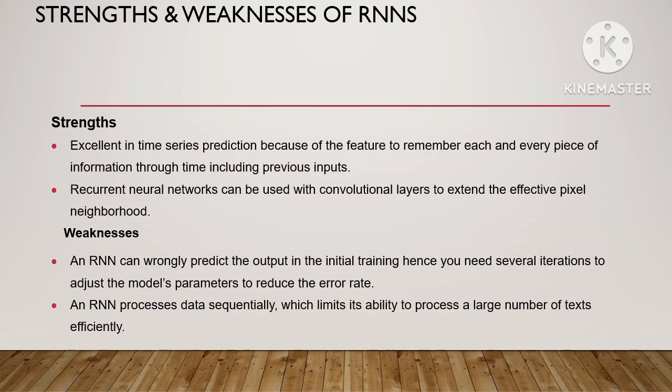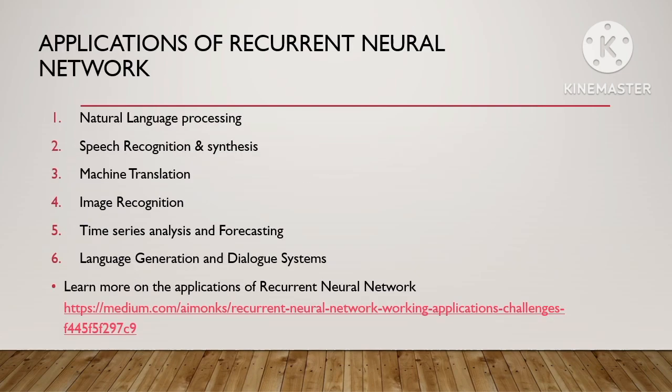It also processes data sequentially, as you have seen, moving sequentially from one net to another. This will limit its ability to process a random number of texts efficiently. So this sequential moving will limit it when you have a large amount of data. It takes more time, which is not so efficient. Okay. So those are the strengths and weaknesses of the recurrent neural networks.